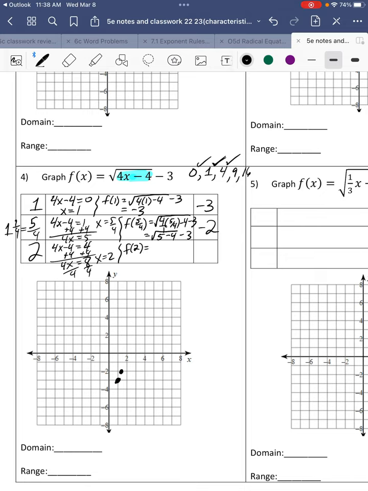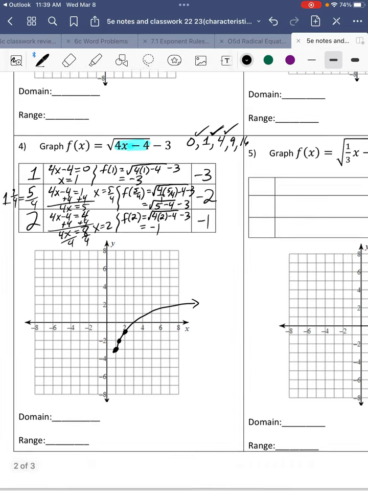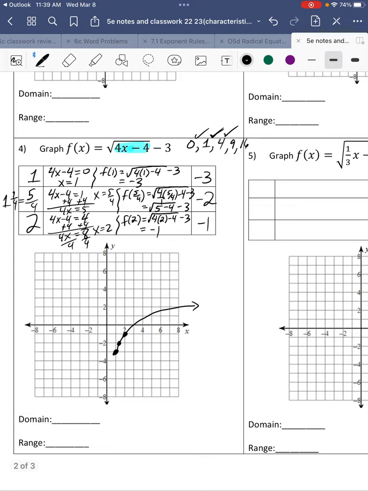Then we substitute that in. So when x value is 2, our y value is evaluated at our function at 4 times 2 minus 4 minus 3. 8 minus 4 is 4. Square root of 4 is 2. That's going to be negative 1. So we have 2, negative 1. So it's really not spread out too far. 3 points is really all you need. We're just going to draw a graph like this.